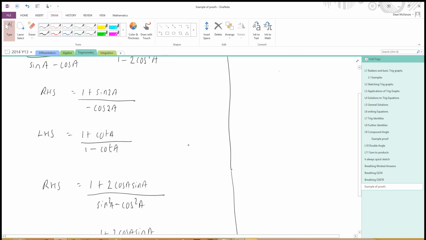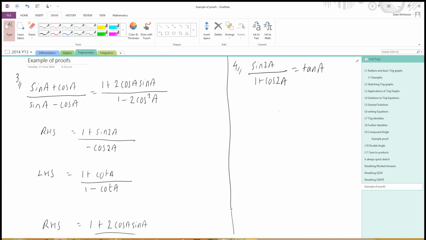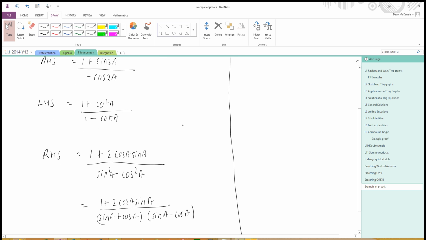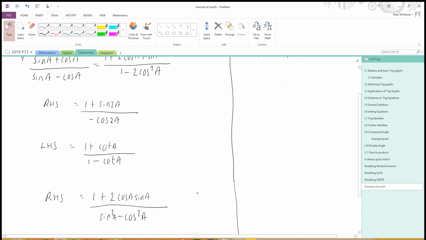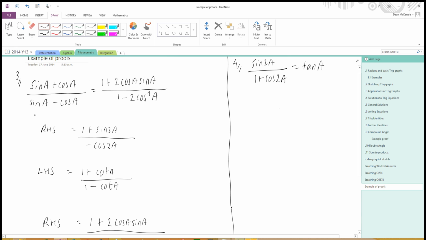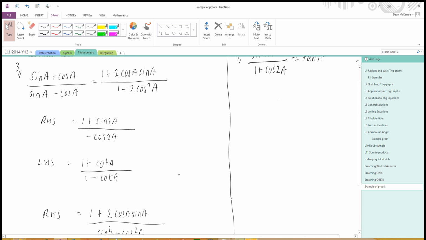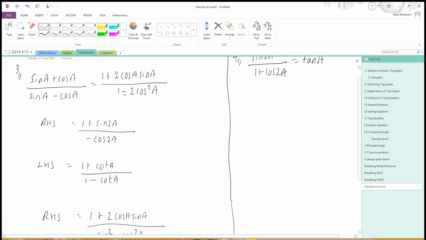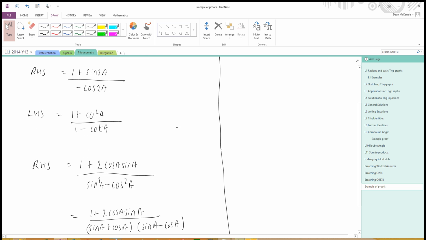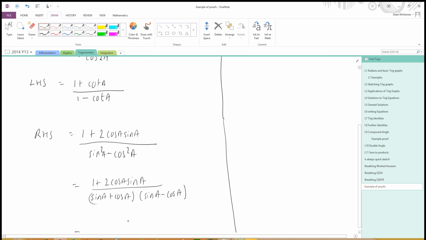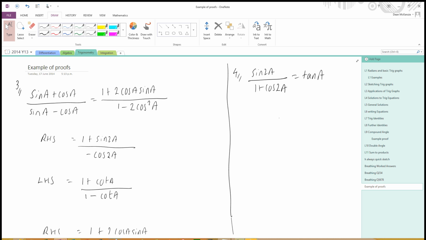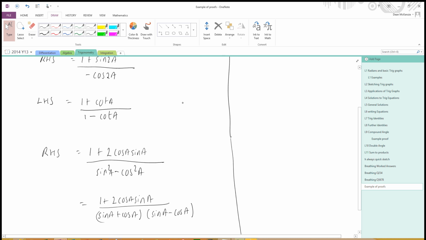We could start with either the right hand side or the left hand side. In the answer sheet I've started with the left hand side. This way I'll actually start with the right hand side. When I'm looking at the left hand side, I've got a sin A minus a cos A, so I'm wondering if I can get something with a sine minus a cos. When I look at the formula sheet, 1 minus 2 cos squared A is the same as sine squared A minus cos squared A. Well, that's looking very similar to what I've got on the left hand side.